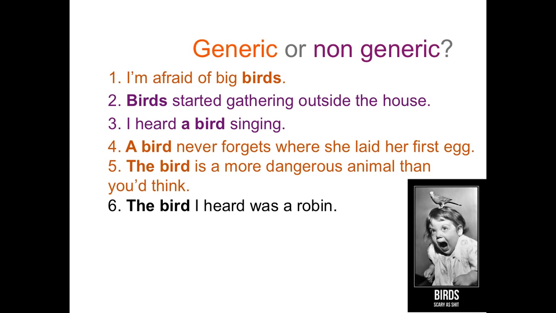Finally, the bird in the last sentence is specific because you are talking about a bird that you have identified. It's the bird that you actually hear singing. So the lesson that you must remember is that the, a, and zero article can all refer to a generic or a non-generic situation. It all depends on the context. All right? So we need to dig a bit deeper now on this generic, non-generic contrast and opposition.